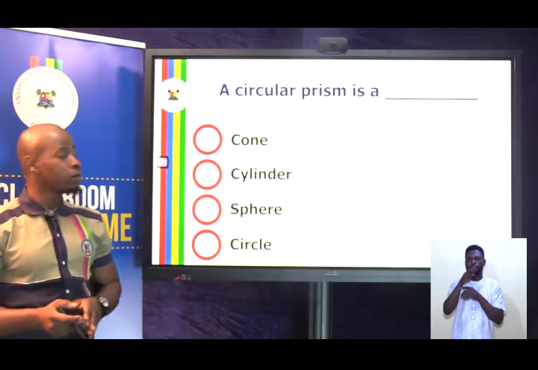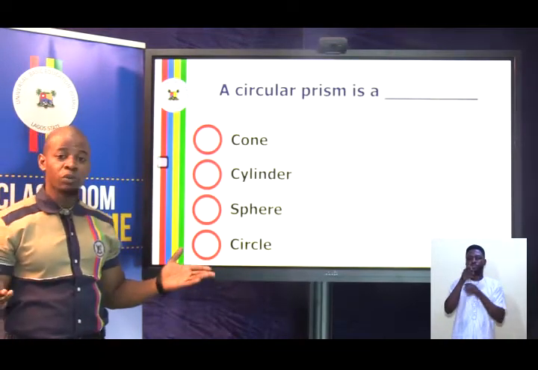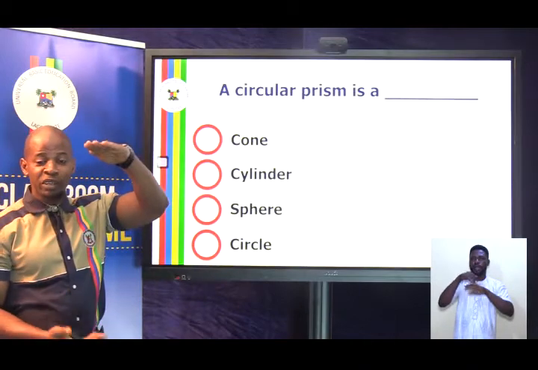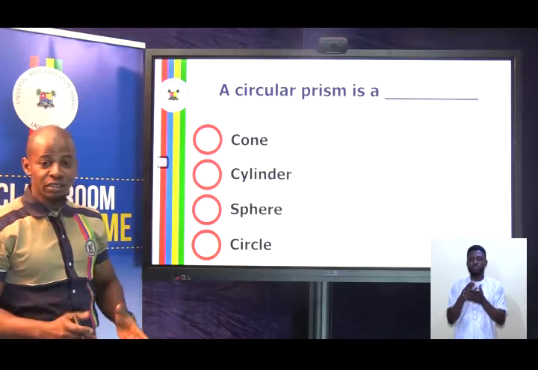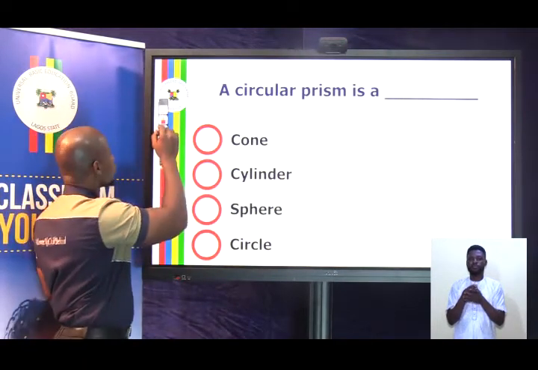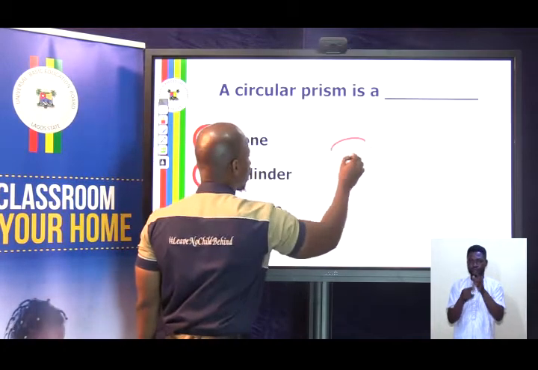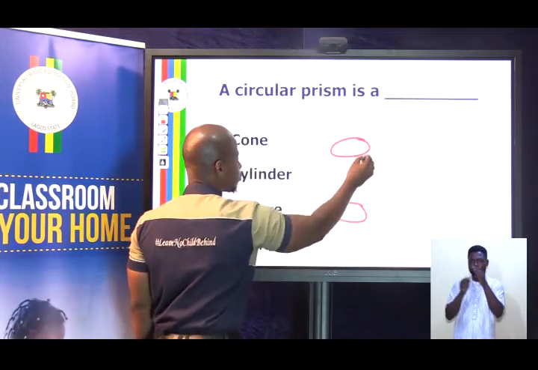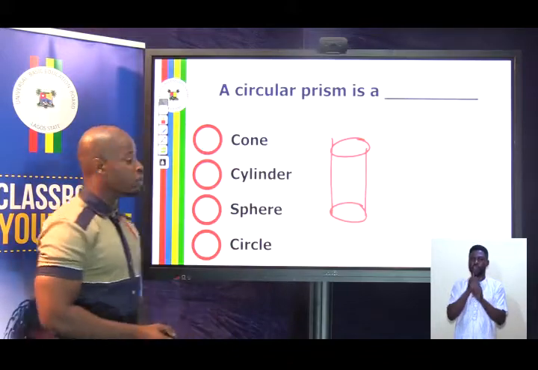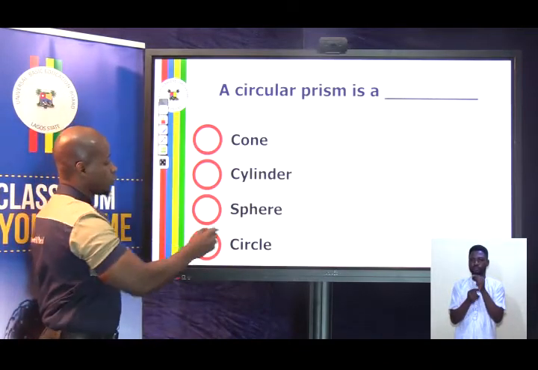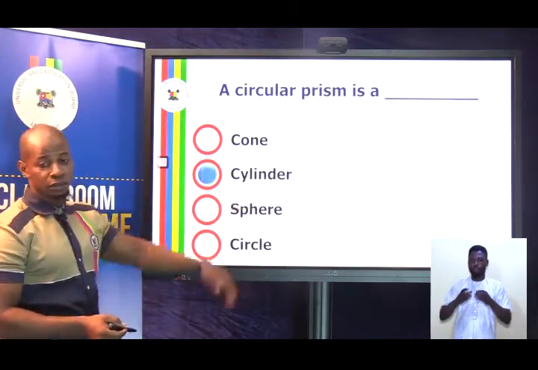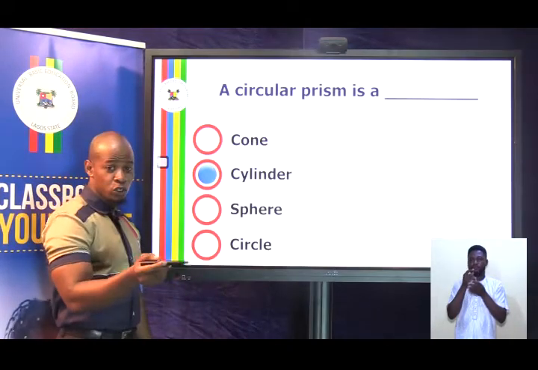Let's see. What is a circular prism? What is that shape that has a circle at the top and a circle at the bottom and has straight sides? Well, I'll take the liberty of drawing it for you. Circular top, circular bottom, straight sides. You've seen the answer already. The answer is a cylinder. So I believe that is what you selected as well.